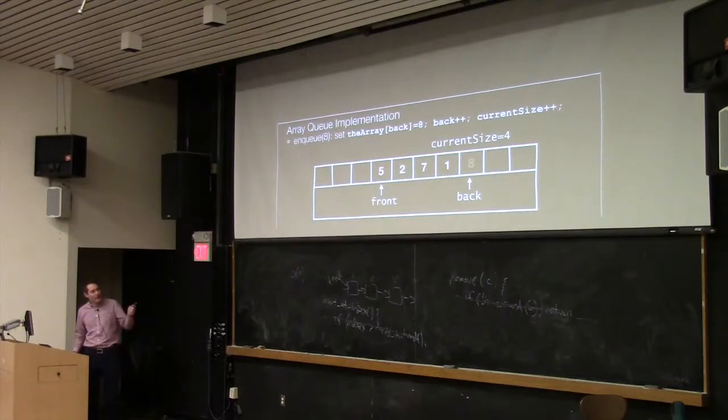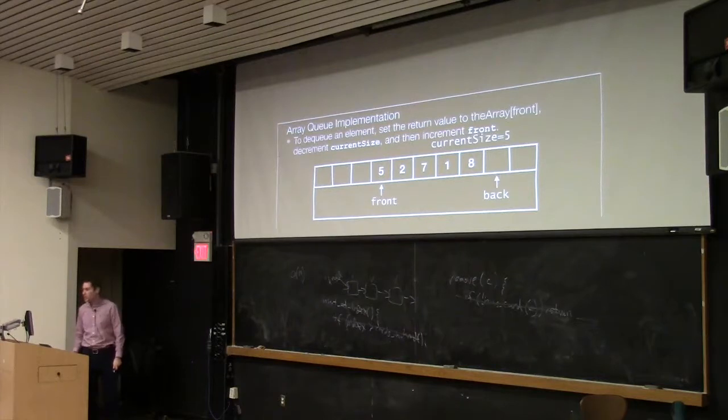So we've got this now. To dequeue an element from the queue, what front is pointing at is the front of the queue. That's the first element, so that's going to get returned. In this case, 5 is going to get returned. Decrement current size, because we now have one fewer element in the list. And then increment the front. In other words, front is going to go from here to here.